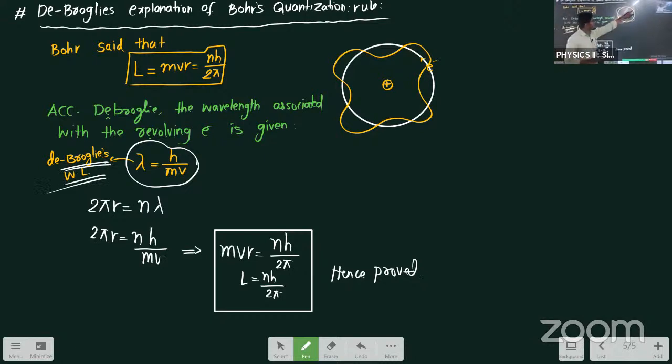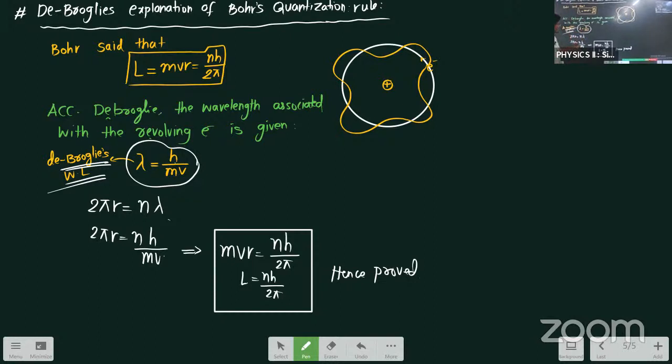Now, the electron starts from this particular position and again reaches this particular position. It has covered an entire circle. What will be the circumference of the circle? What will be the total distance covered by the electron? It is 2πr, and that should be equal to what? The wavelength. So I have written nλ. It can be 1λ, 2λ, 3λ. So what is the value of lambda here? Lambda = h/mv.